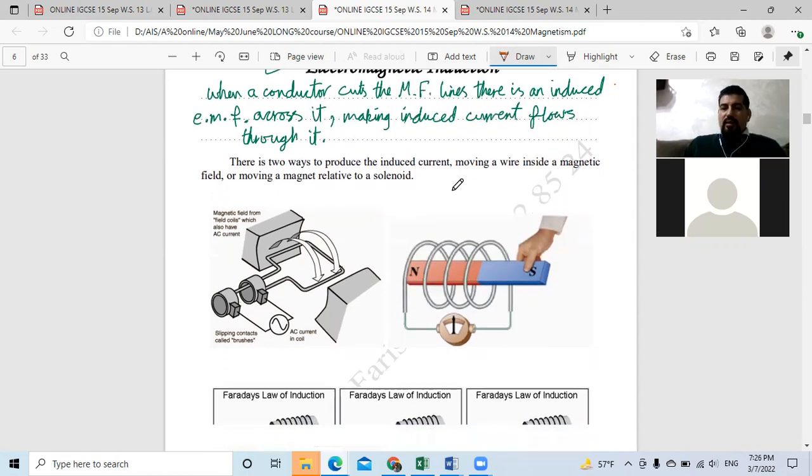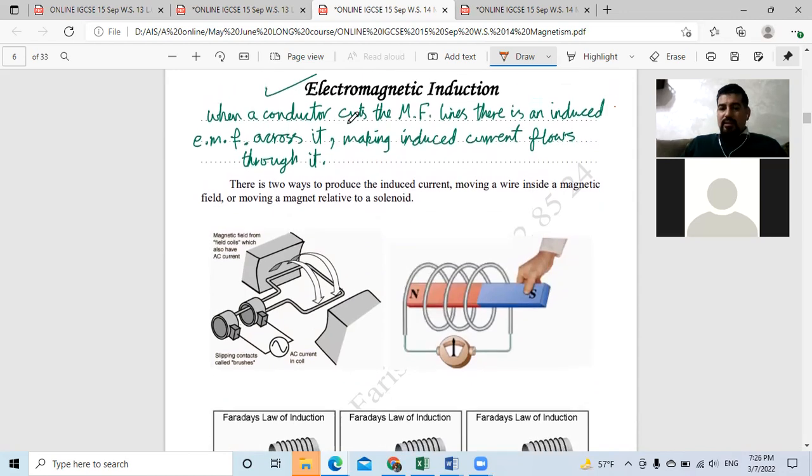So again, this electromagnetic induction, the application of the AC generator, can happen in two different ways. There are two ways to produce an induced current. First way, by moving a magnet inside a solenoid, and this solenoid has an induced current, or by moving the wire inside a magnet. So we can move the magnet or we can move the wire. In both ways, we have relative motion to cut magnetic field lines. If there is cutting of the magnetic field lines, that means an induced EMF will be produced.